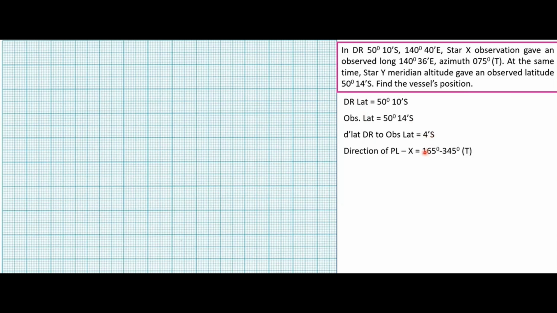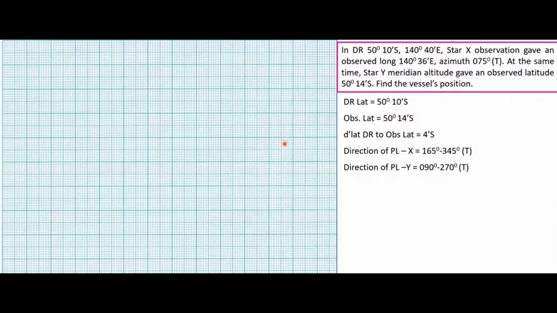Direction of PL of X, as already said, will be perpendicular to the azimuth of 075 degrees, so shall be 165 degrees to 345 degrees. Direction of PL of Y shall be east-west, that is 090 degrees to 270 degrees true, being a meridian altitude observation and solved by latitude by meridian altitude.